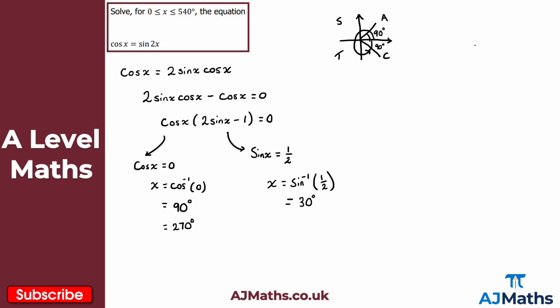And again, if we just consider a CAST diagram here for the other principal solution. Again, C, A, S, and T. Well, sine is positive in this quadrant here, so that would be 30 degrees. And then sine is also positive in this quadrant here. So this angle here would also be 30 degrees.